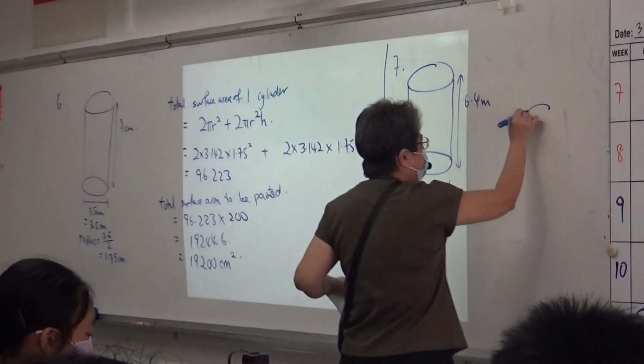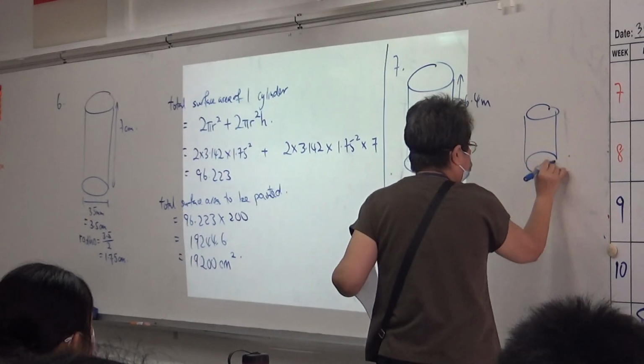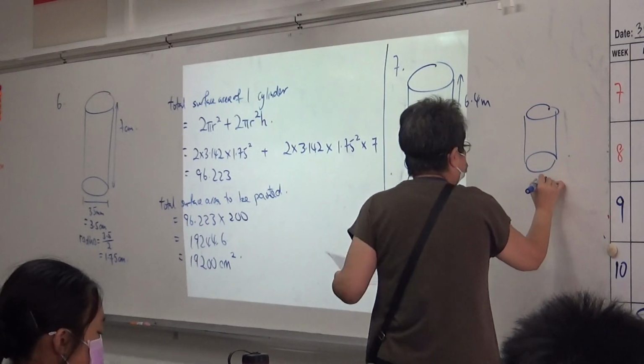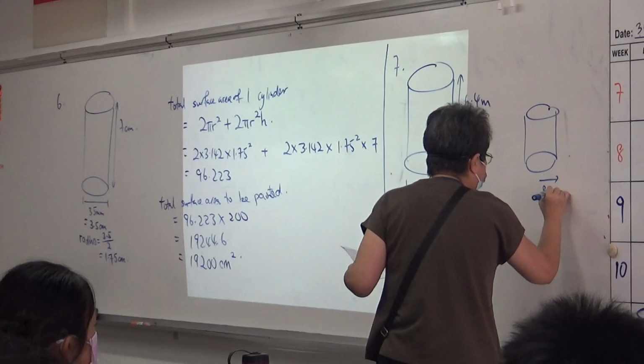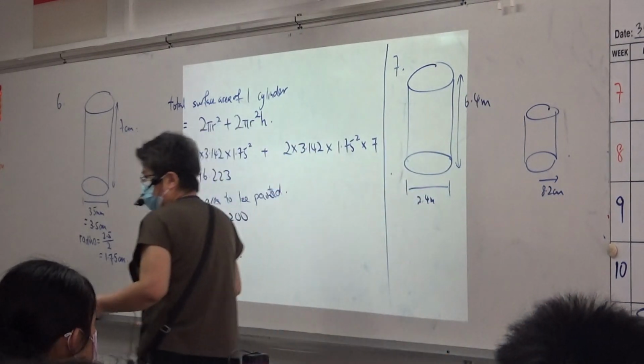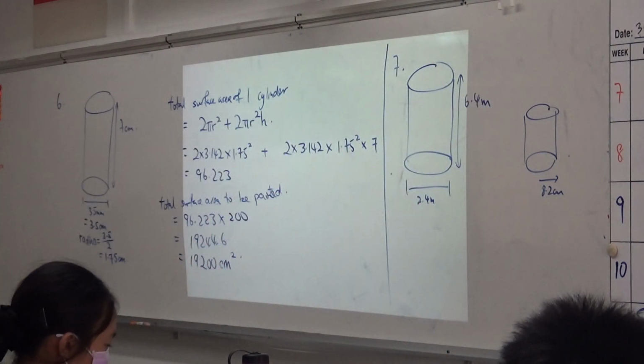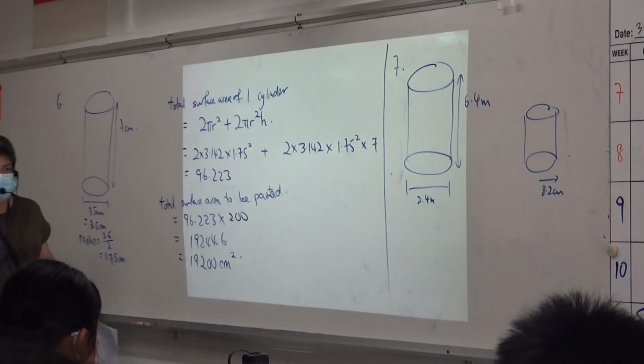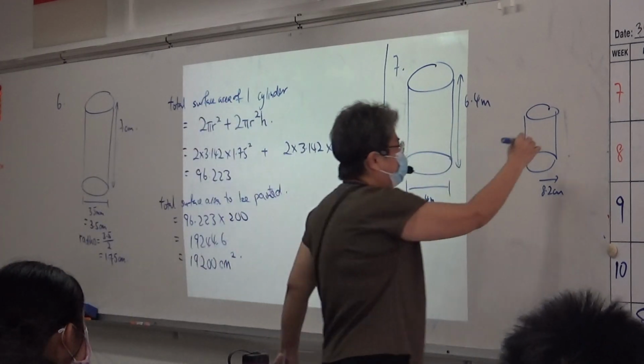Okay. That means we have a smaller one. Alright. The radius is 8.2 cm. And what about the height? What about the height? 28 cm.